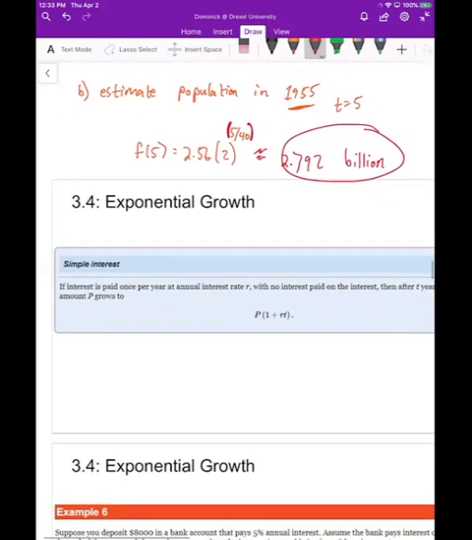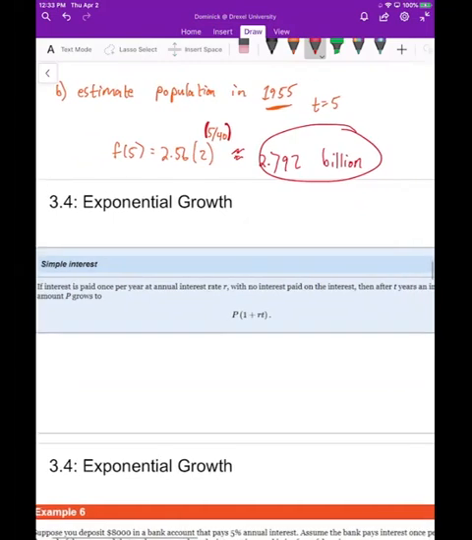Okay, now the remainder of this section is going to talk about interest problems, right? So bank type of interest problems. Now, the first type of interest that we'll talk about is simple interest, right? So this means that no interest is paid on any interest that accumulates. It's only dependent on the initial deposit.